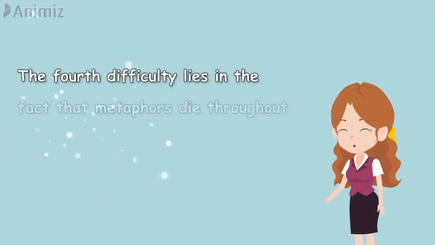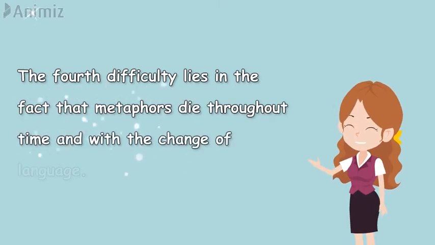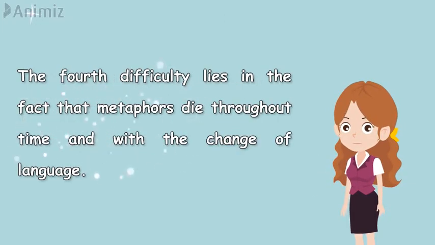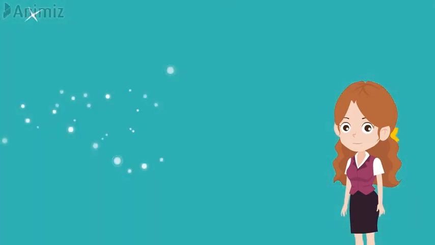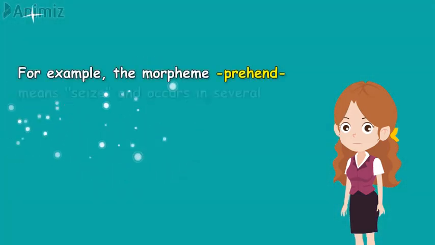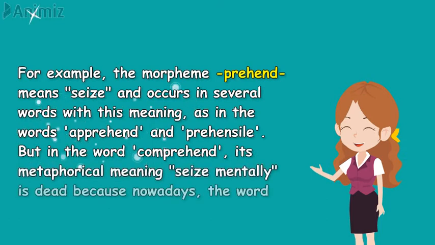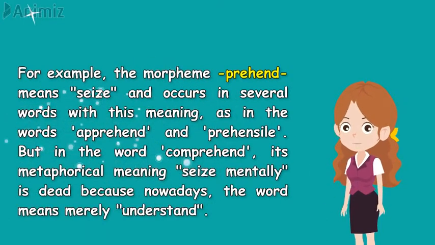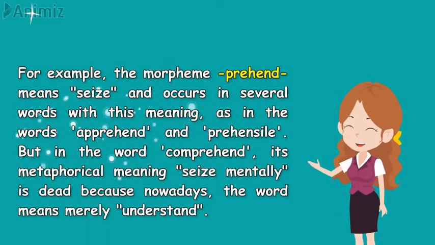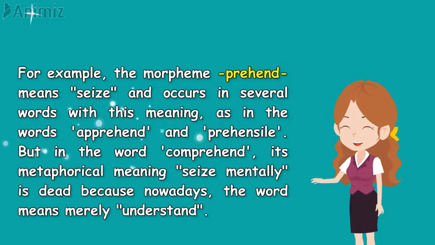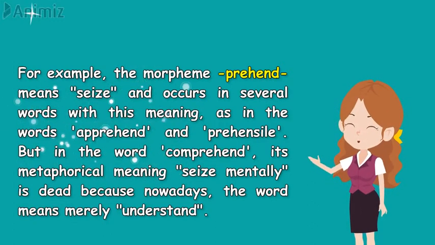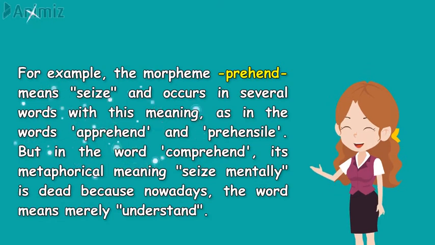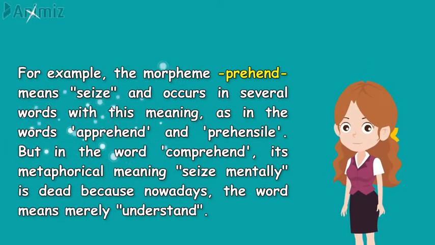The fourth difficulty lies in the fact that metaphors die throughout time and with the change of language. For example, the morpheme prehend means seize and occurs in several words with this meaning, as in the words apprehend and prehensile. But in the word comprehend, its metaphorical meaning seize mentally is dead, because nowadays, the word means merely understand.